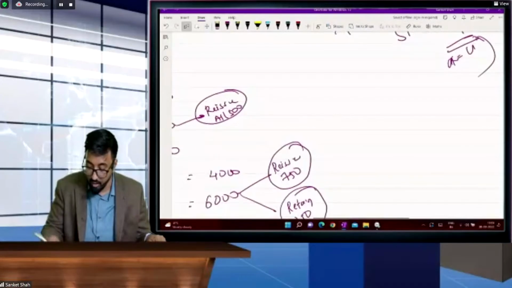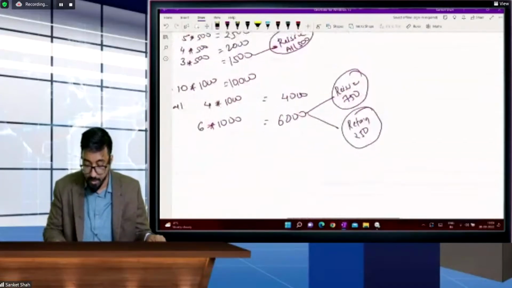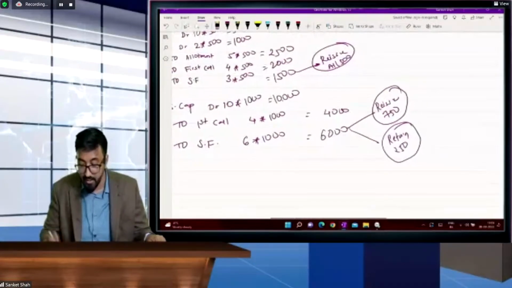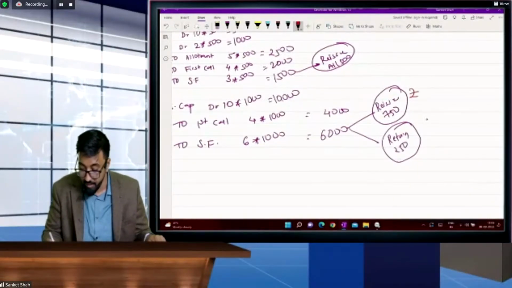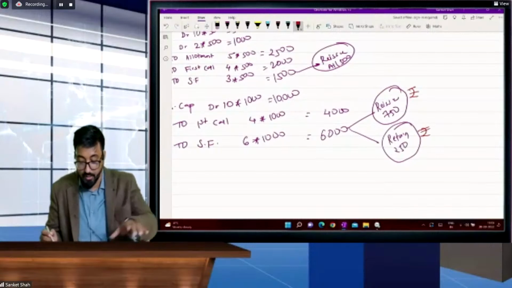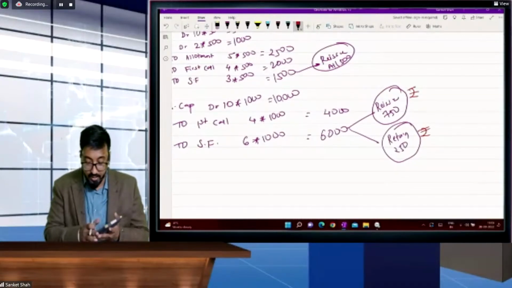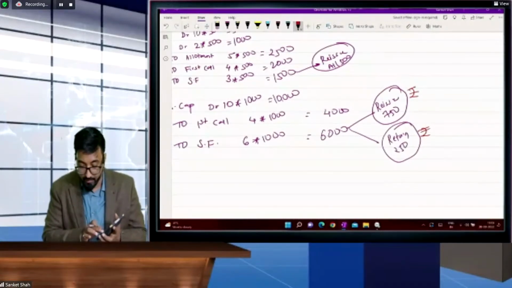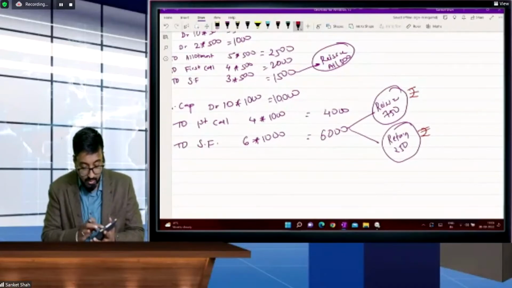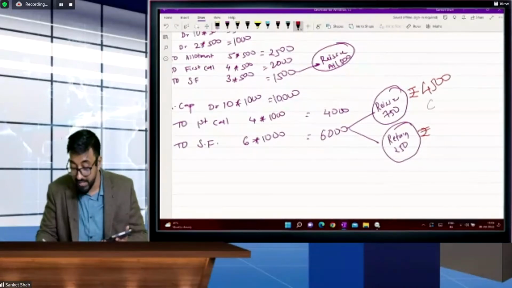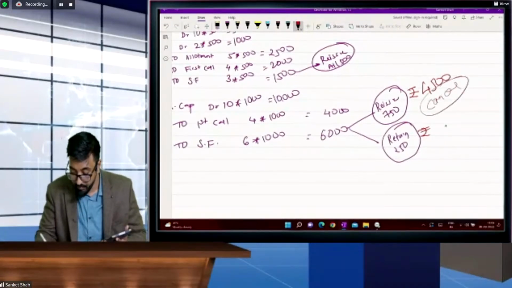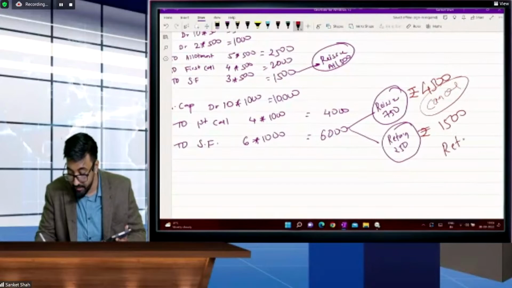So bank account debit, see beta. The forfeiture balance we have to divide in the 75:25 ratio. This is very, very important. Which ratio? 75:25. So of the 6,000 for the reissue, 6,000 divided by 100 into 75, 4,500 will be cancelled and 1,500 will be retained.